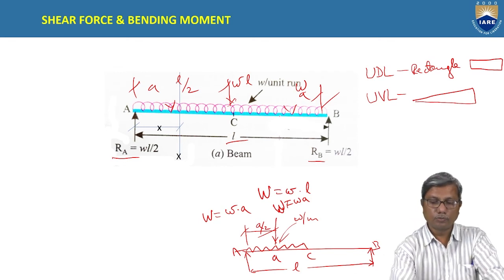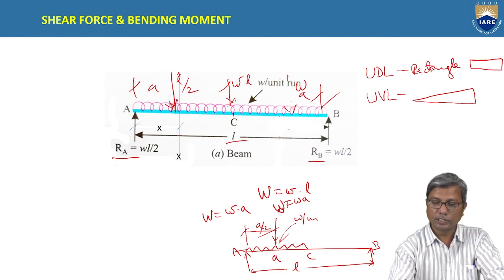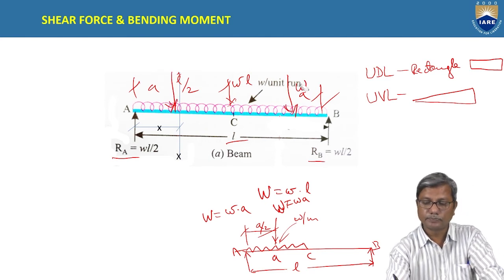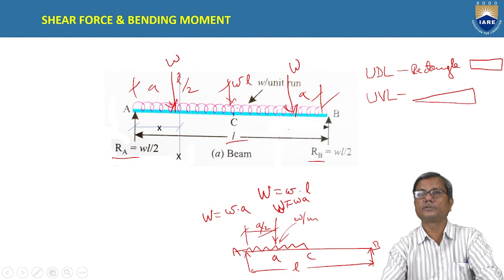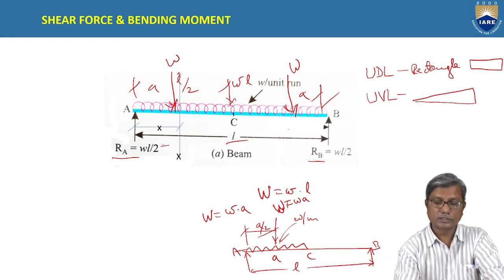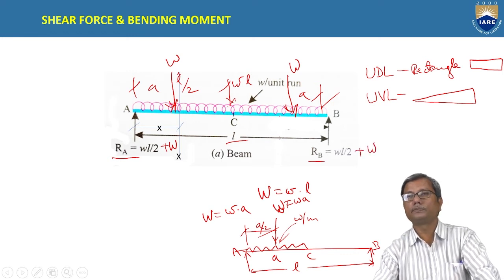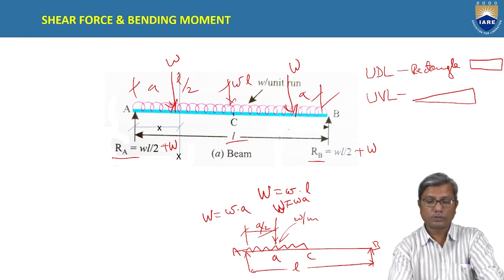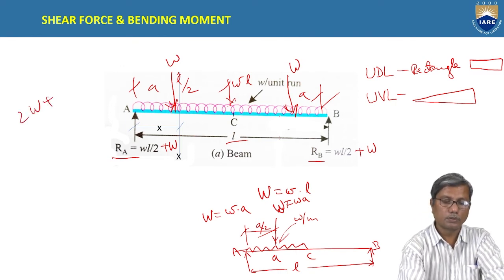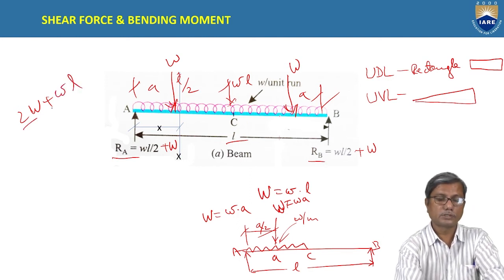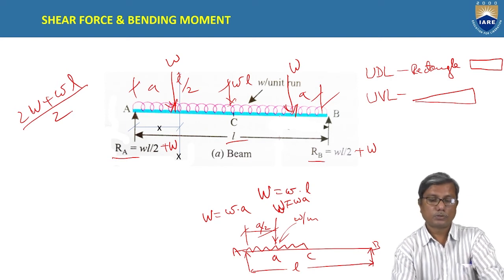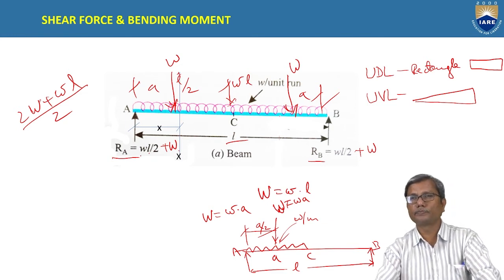If you have 2 point loads here, symmetrically placed on either side, say W placed at a distance of A from either side, then the reaction is W plus WL by 2. So total load is 2W plus WL. So half of this is W plus WL by 2. That is the reaction at one support. Is this clear?